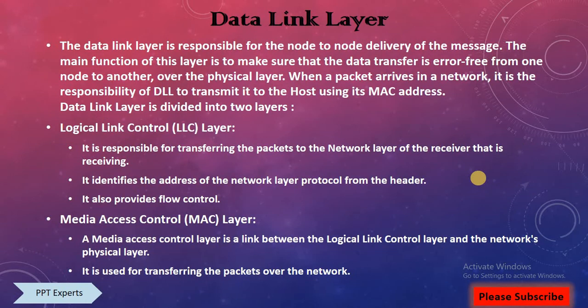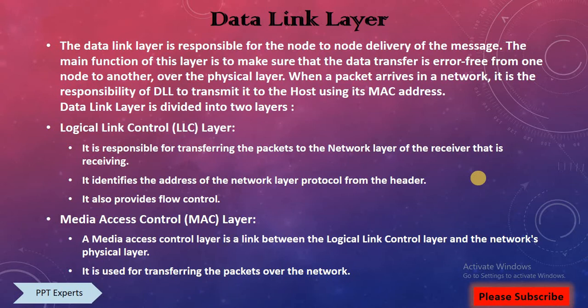And the second layer is the data link layer. The data link layer helps to deliver the message from one node to another node, and it helps to deliver an error-free message. When a packet arrives in the network, it is the responsibility of the data link layer to transmit it to the host using its MAC address. So it transmits the data to the particular MAC address.